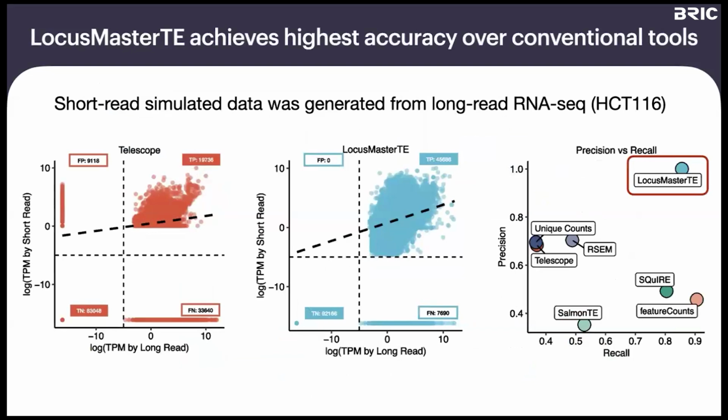So briefly, to go through the evaluation of the precision and recall of how LocusMasterTE quantifies the TE, we evaluate the accuracy of our tool. We generate a simulated short-read RNA sequencing from a long-read RNA sequencing derived from the HCT116 cell line. We then compare the performance of LocusMasterTE and several other conventional methods. And we do see that LocusMasterTE has achieved the highest precision and recall over other conventional tools in quantifying transposable elements.